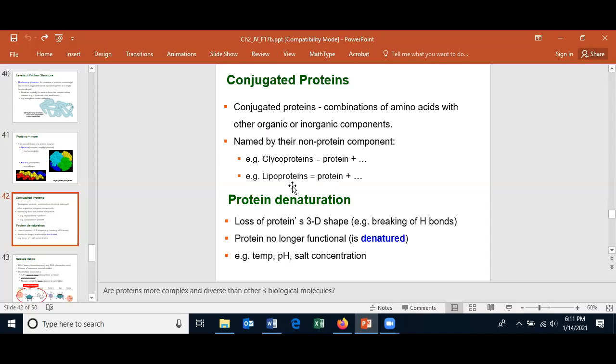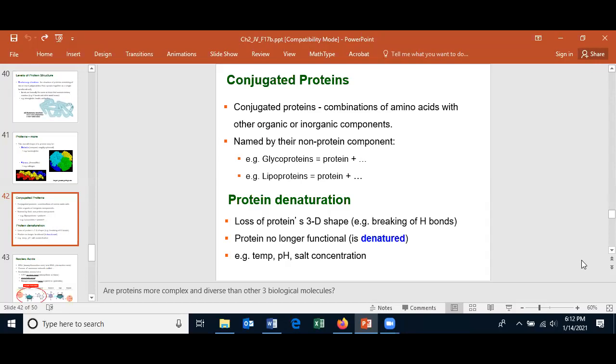And then there are lipoproteins, which are proteins and lipids. And you can find lipoproteins in the blood. And so remember, proteins are complex and more diverse than all the other biological molecules. All right, any questions about protein? I'll talk about protein denaturation next if there are no questions.